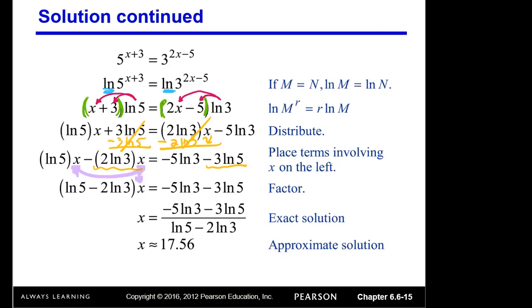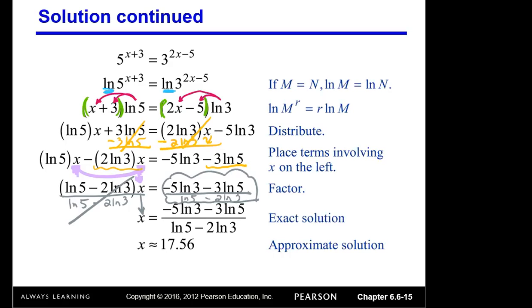And they are left with ln of 5 minus 2 ln of 3, which they then proceeded to divide off on both sides. So let me get a gray pen here. They then divided both sides by natural log of 5 minus 2 natural log of 3. Natural log of 5 minus 2 natural log of 3 cancels out there, and you're just left with x. And then basically you're left with this mess. And they just copied it down. Negative 5 ln of 3 minus 3 ln of 5 all over ln of 5 minus 2 ln of 3.